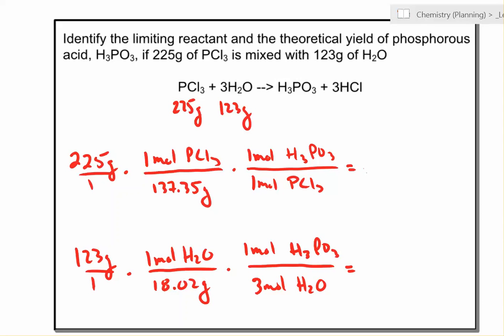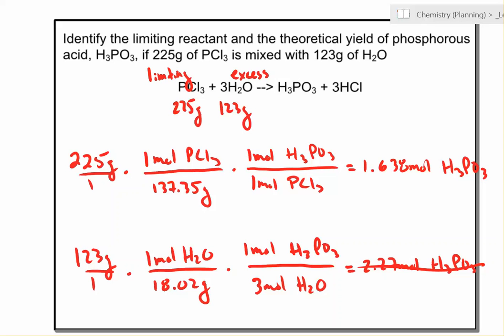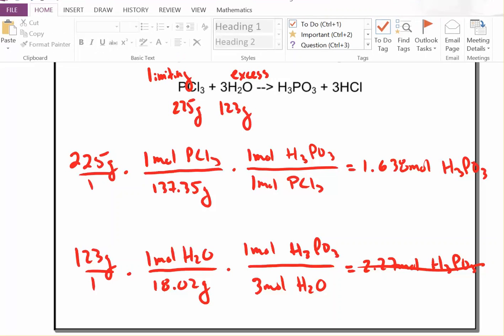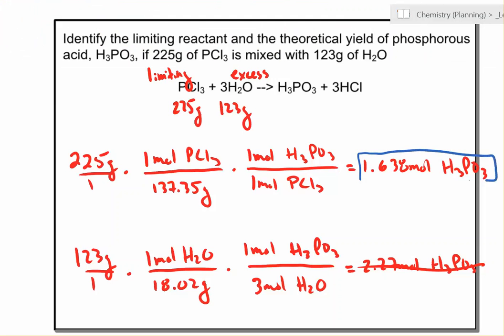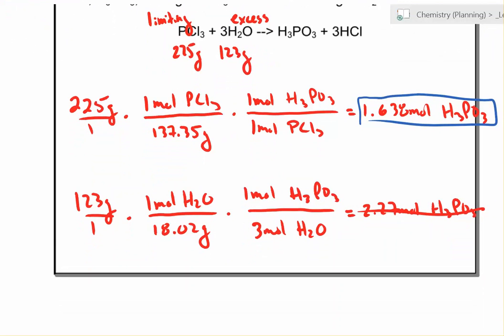When I go through and solve these, I find that I have enough PCl3 to produce 1.638 moles of phosphorus acid, and I have enough water to produce 2.27 moles of H3PO3. However, I will not produce those 2.27 moles because my PCl3 will run out first. That is to say, water is my excess reactant, PCl3 my limiting reactant. After producing 1.638 moles of H3PO3, I'll be entirely out of PCl3 and I'll have some amount of water left over. Again, we could go back and we could solve the amount of water left over. We'll save that for another time.